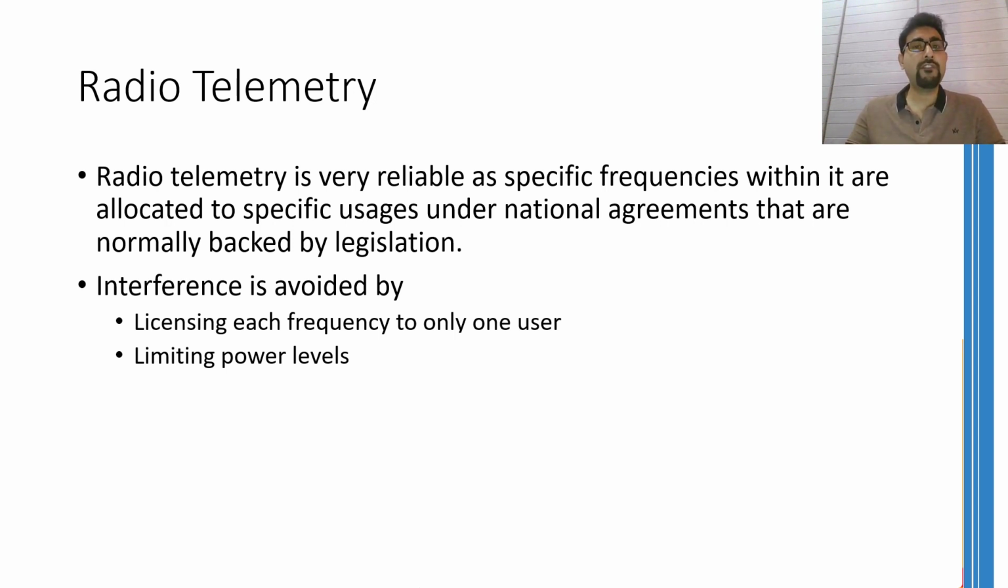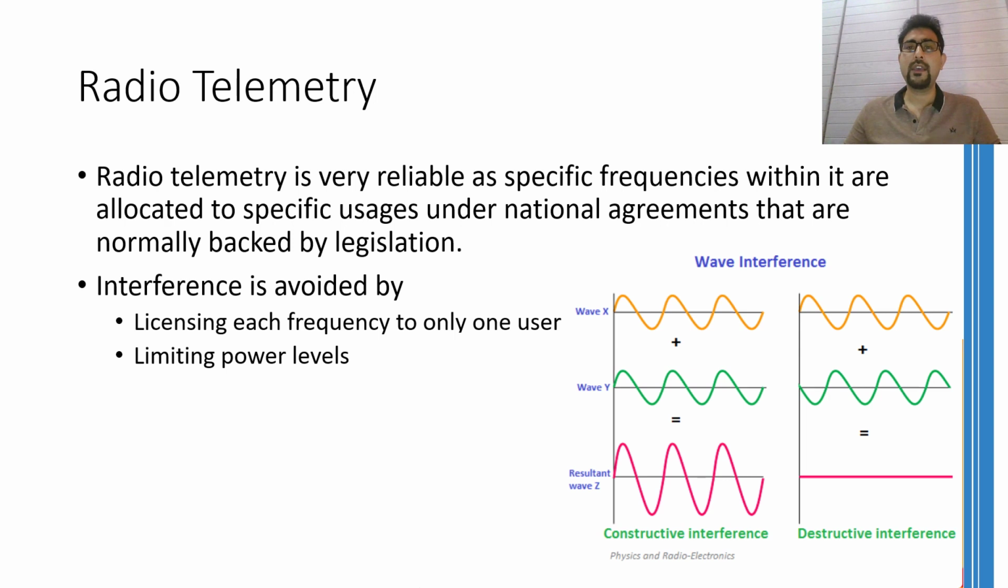For example, the TV channels are routed at different frequencies, and those frequencies are allocated to each TV channel. No TV channel broadcaster can use someone else's frequency, because if he does, his signal is going to interfere with the signal of some other TV channel, and ultimately both signals will be distorted and destroyed.